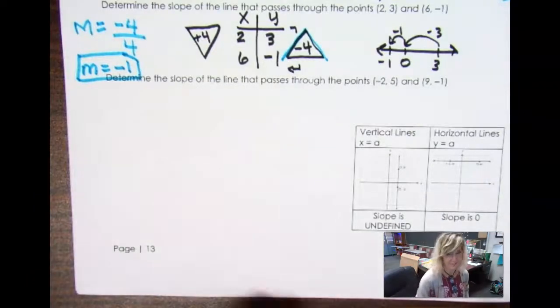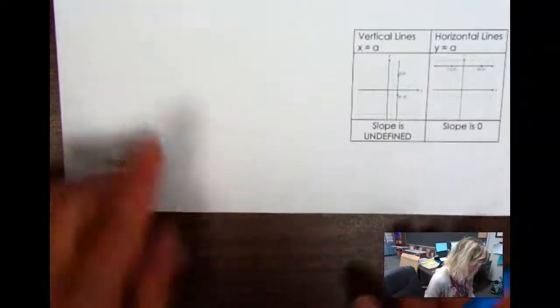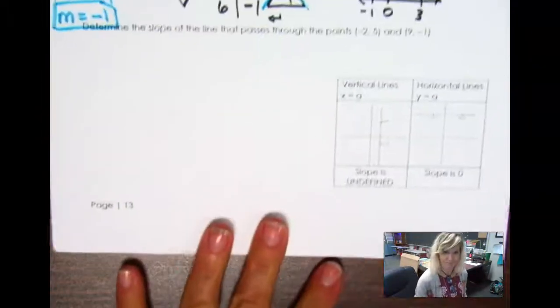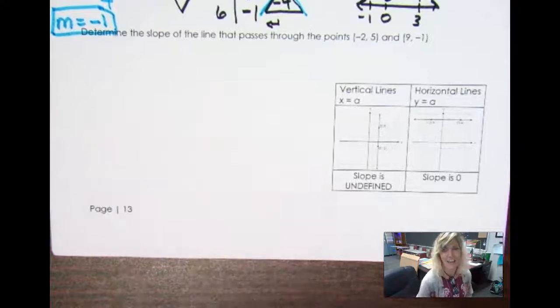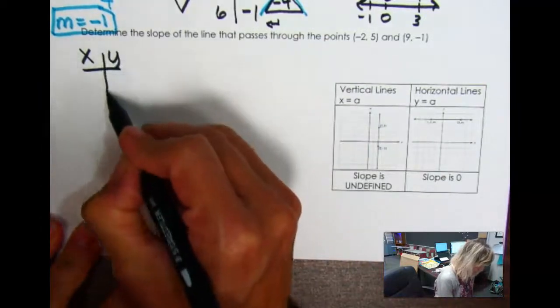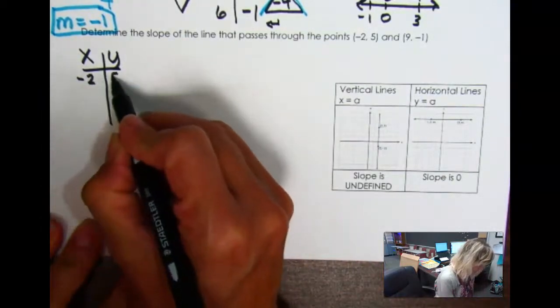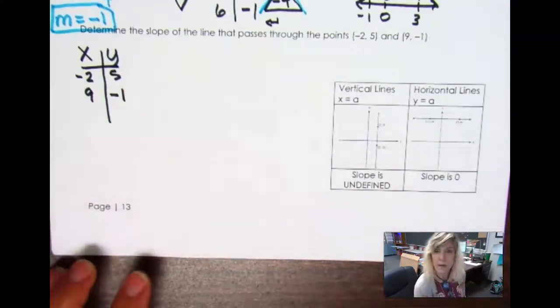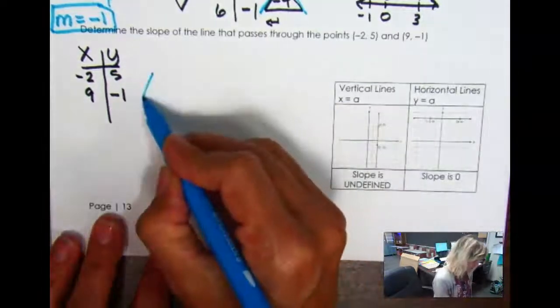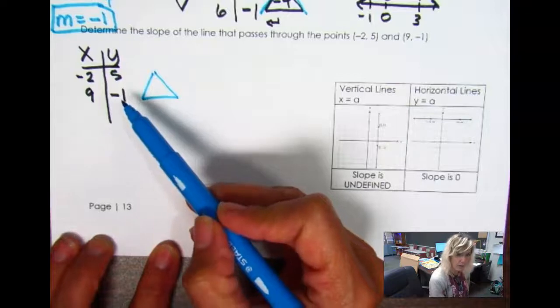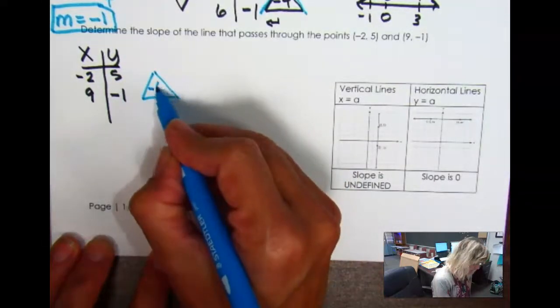Let's do it one more time. So down here, it says determine the slope of the line that passes through points -2, 5, and 9, -1. So XY chart, plug in your points, -2, +5, 9, -1. And let's take a look at what happened with the changes. So 5 went all the way down to a -1. So that's going to be a decrease of 6.